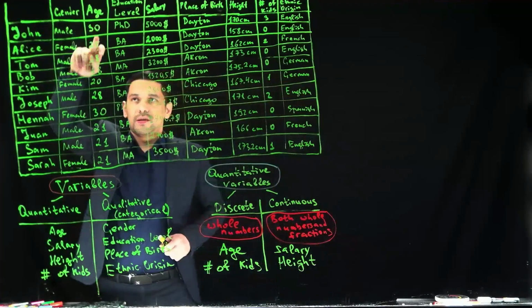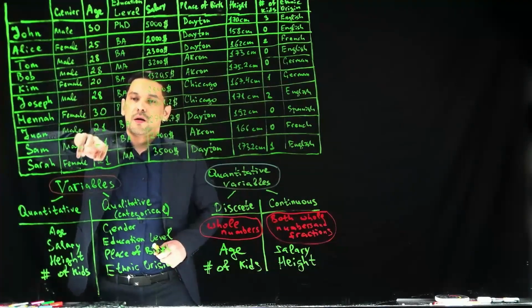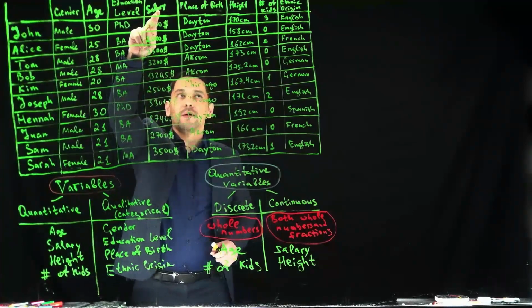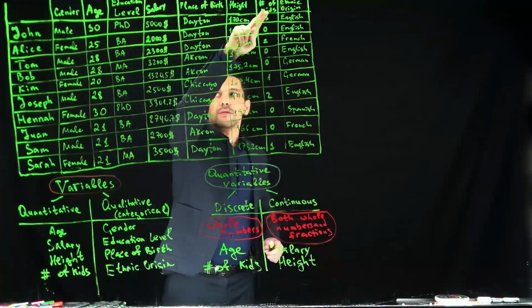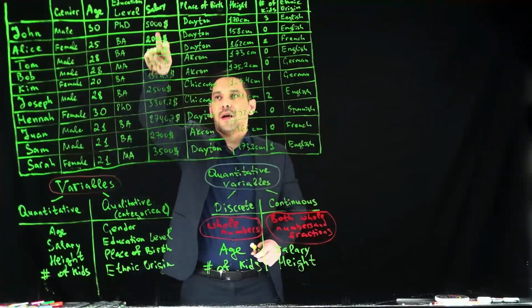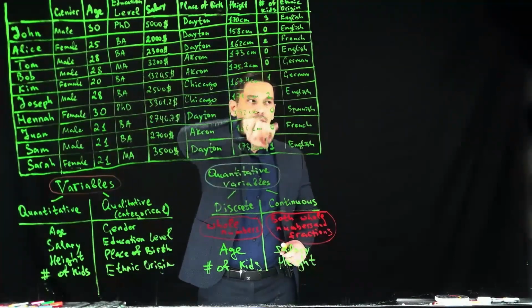Age is a quantitative variable. Why? Because all the values of this variable are numbers, right? The same can be said about variables like salary, height, and the number of kids. These variables are quantitative. Why? Because all the values of these variables are numbers, okay?